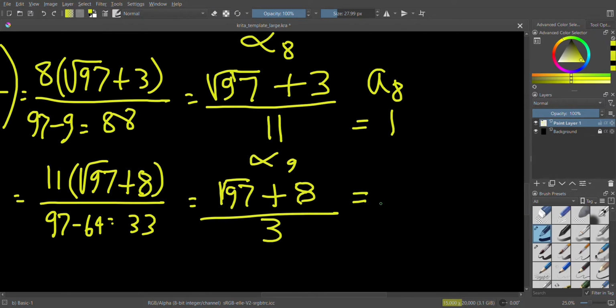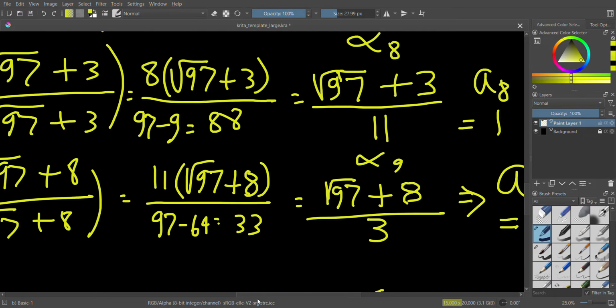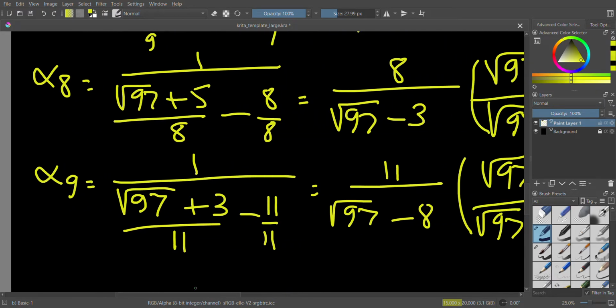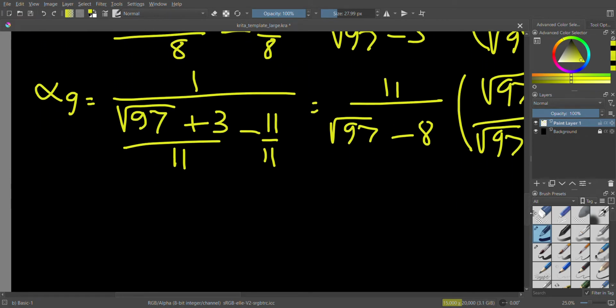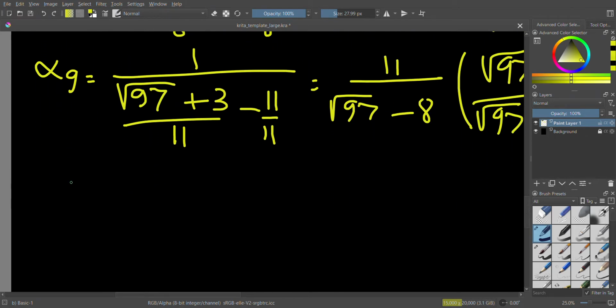Now, 9 plus 8, 17 divided by 3, A9, is equal to 5. Right? If it was 6, I would have to have 18 up here. 8 plus 9 is 17, not 18. Okay, so we're good. So it's 5. And it's square root of 97 plus 8 over 3. So let's do alpha sub 10. And I'm just going to take it all the way to the finish line before I write the additional terms upstairs.